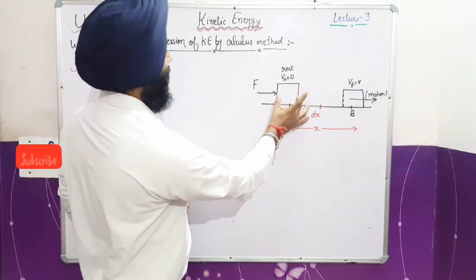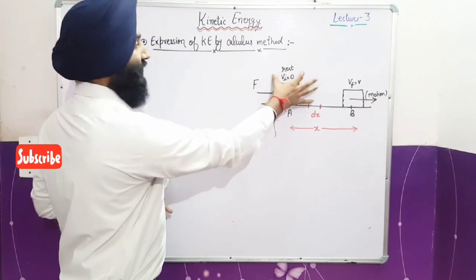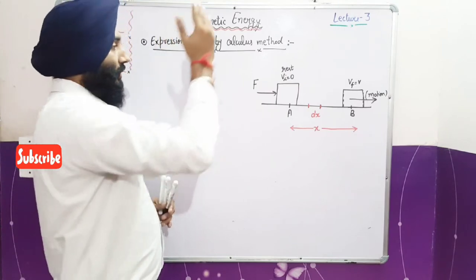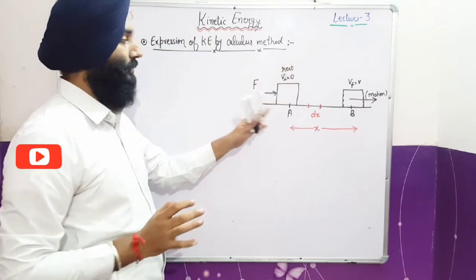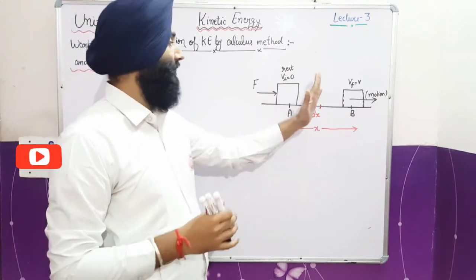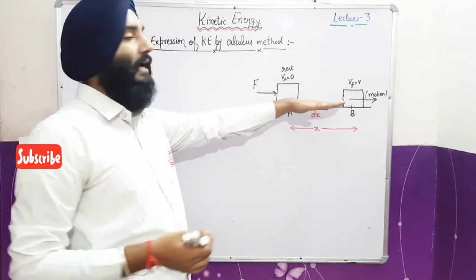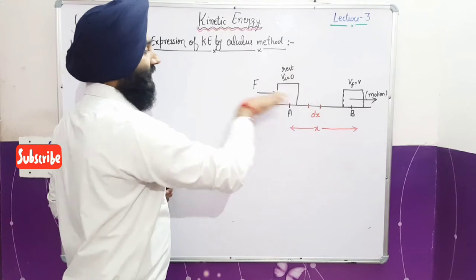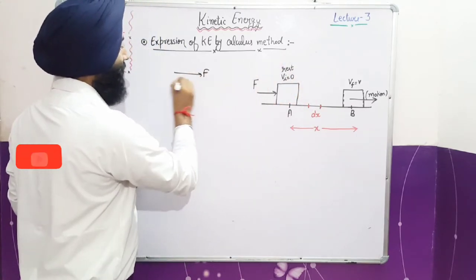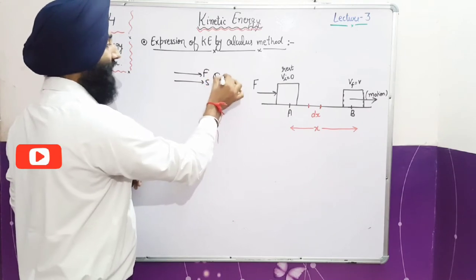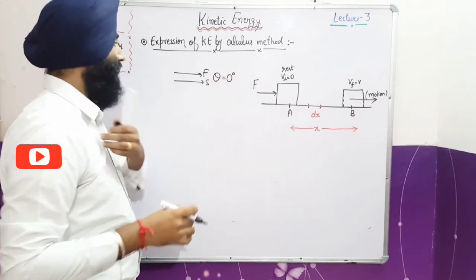Fine. So here I have an object, and this object is initially at rest. I want the object, children, to come into motion, so I have to apply some force on this object. Then this object will displace from its position in the direction of applied force. So the direction of force and displacement is what? Both the same. It means the angle between force and displacement is 0 degree.